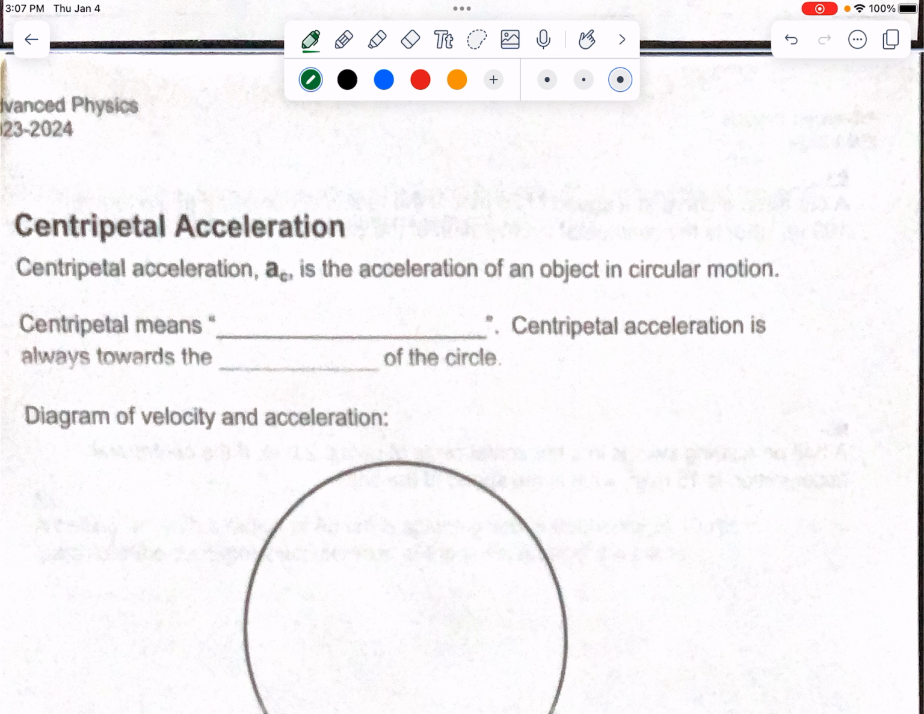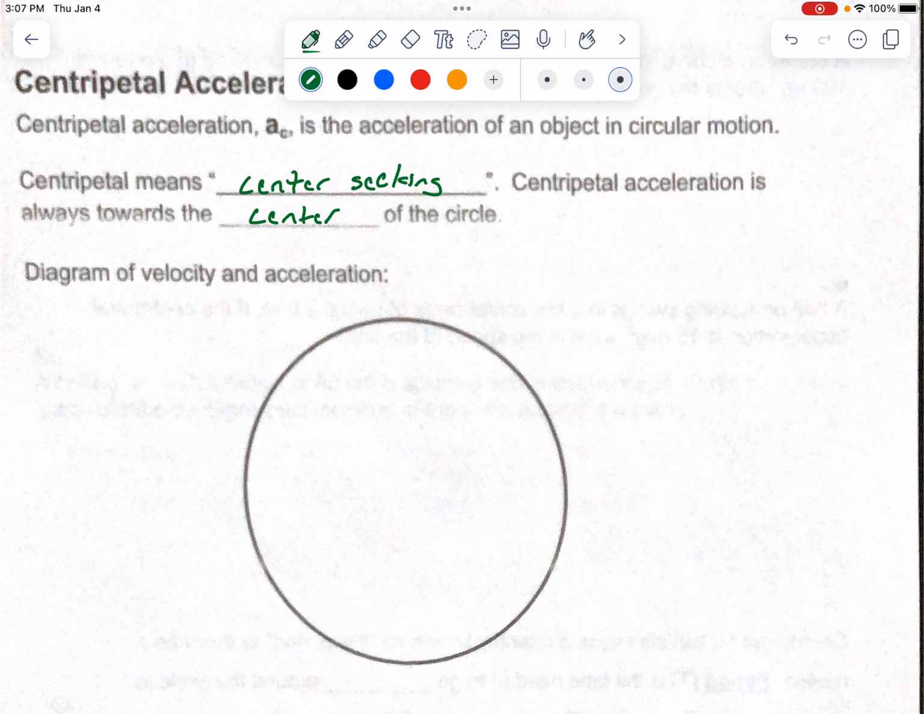So centripetal acceleration is the acceleration of an object in circular motion. Centripetal means center seeking, which means it's always towards the center of the circle. So what we're going to do is draw a diagram and figure out where velocity is going and where acceleration is going. We'll say this object is moving in a clockwise pattern.